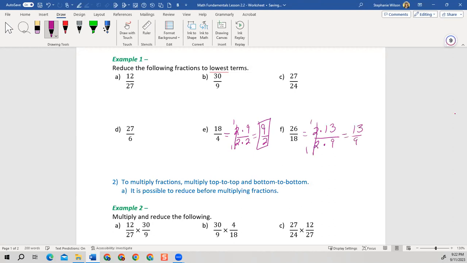So if you are having trouble with reducing, definitely go check out the prime numbers video that I have out there. It will be really helpful on what to pick to reduce.